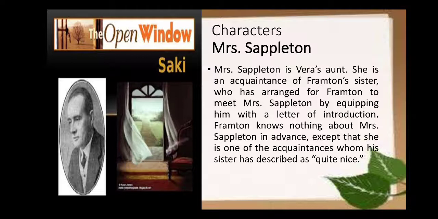Then we have the third character, Mrs. Sappleton. She's Vera's aunt. She's an acquaintance of Frampton's sister, who has arranged for Frampton to meet Mrs. Sappleton by equipping him with a letter of introduction. Now, Frampton as a person does not know anything about Mrs. Sappleton in advance, except that she is a neighbor. She is one of the acquaintances whom his sister had described as quite nice. So Frampton has no other information about this lady, Mrs. Sappleton, who is going to be his neighbor because he has arrived in that area just now.